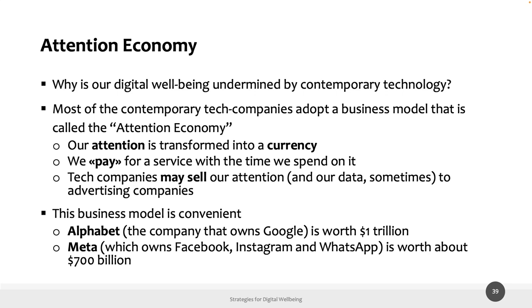For example, Alphabet, that is the company that owns Google, is worth $1 trillion. Meta is also worth about $700 billion. So it's a very convenient business model.